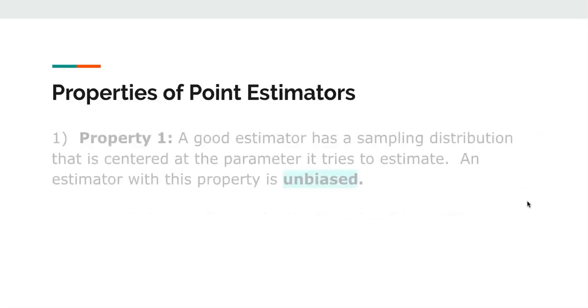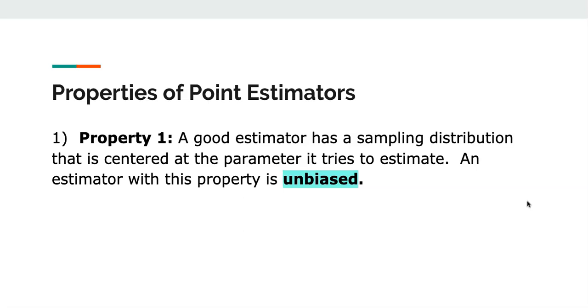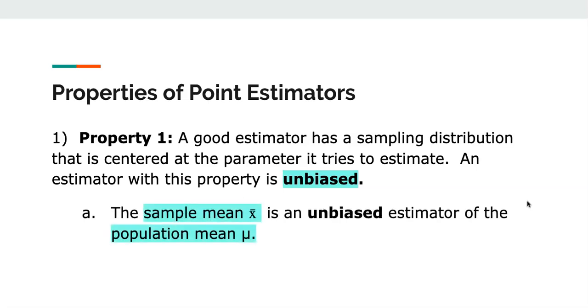Okay? So let's talk about a couple of things about point estimators, because we will need to find the point estimate in order to create an interval. A good estimator has a sampling distribution that is centered at the parameter that it's trying to estimate. An estimator with this property is unbiased. Remember how we use the sample mean to estimate the population mean. Now, once you write down these symbols in your notes, for the sample mean we use x with the bar on top. We call it x-bar. That is an unbiased estimator of the population mean. And for the population mean, we use the symbol mu.